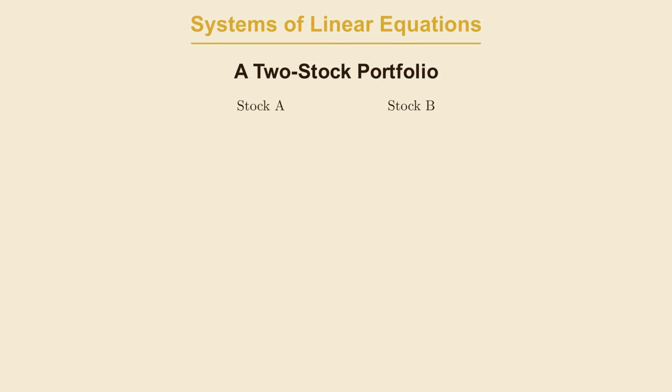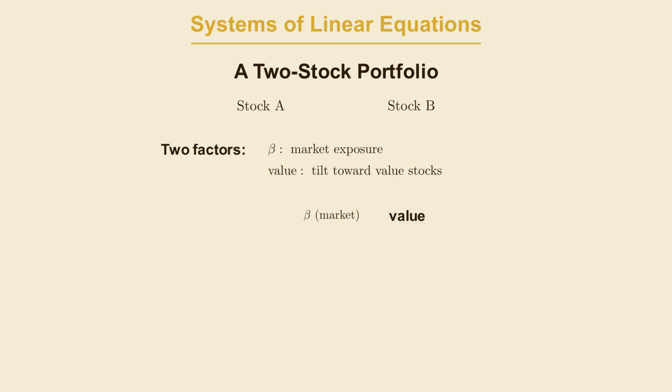Let's say there are two stocks available, stock A and stock B. Let's suppose we want to construct a portfolio of those two stocks so that we have specific exposure to only two factors. The first factor we're going to call the market factor, beta, and the second factor we're going to call the value factor. The market factor measures how much the portfolio moves with the broad market index, and the value factor measures how much the portfolio tilts towards value stocks. Through analyzing historical data, we can actually figure out how much each of these stocks is exposed to these two factors. We find that stock A has a market exposure of 1.2 and a value exposure of 0.3. Stock B has a market exposure of 0.8 and a value exposure of 0.9.